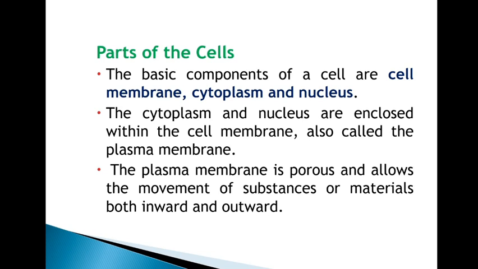And then coming to the parts of the cells. What are the basic components of a cell? Cell membrane, cytoplasm and nucleus. The cytoplasm and nucleus are enclosed within the cell membrane. So the cell membrane is the outermost layer, also called the plasma membrane. The plasma membrane is porous. Porous means which allows the movement of substances or materials both inwards and outwards.